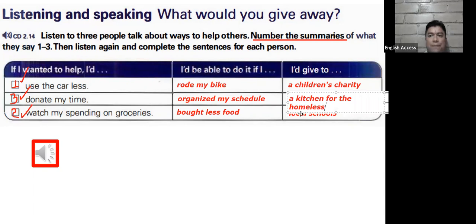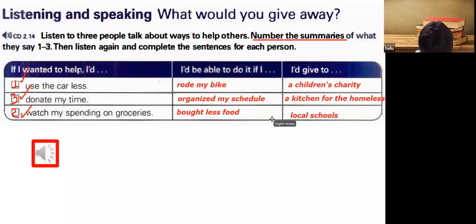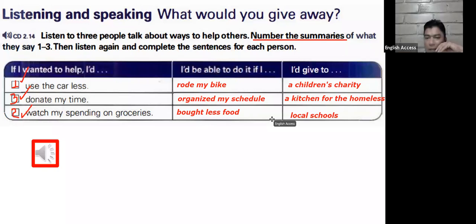And number 3, local schools. Yes, local schools. What do you think, guys? That was easy? It wasn't so difficult, was it?